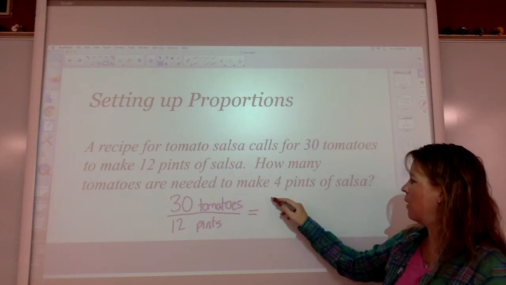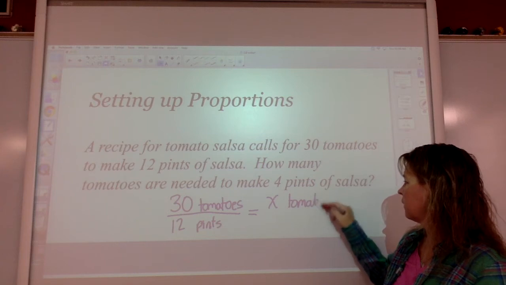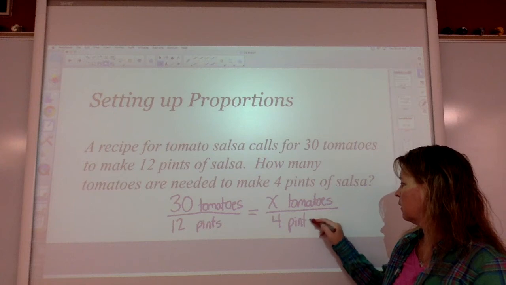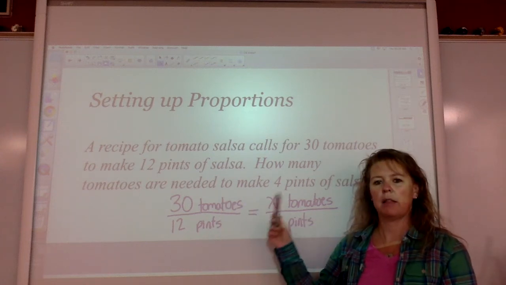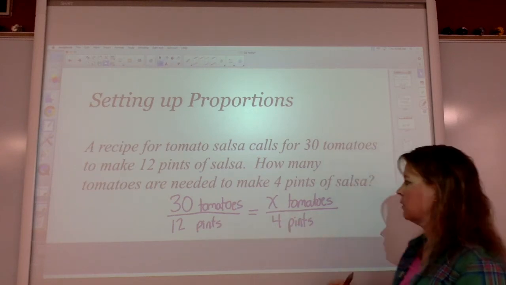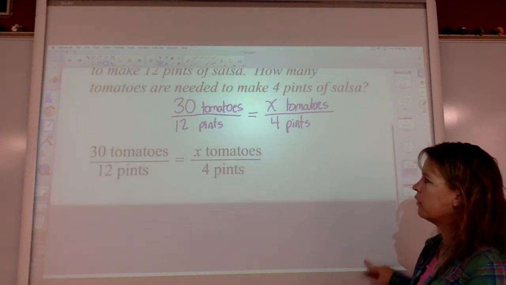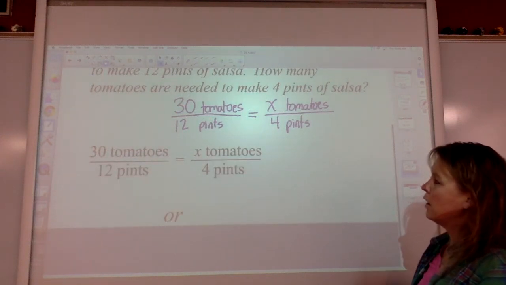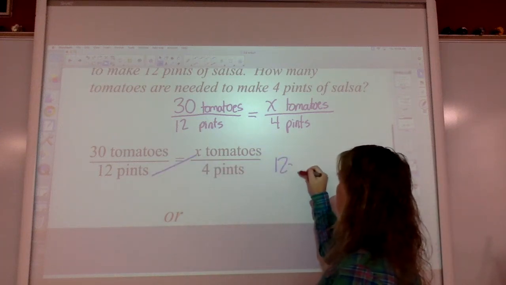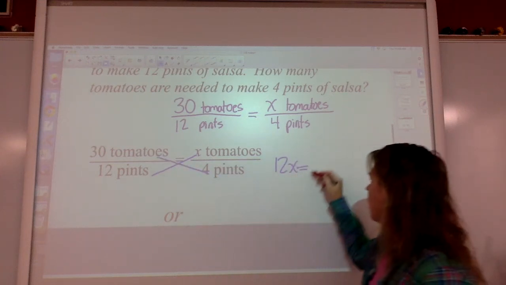So if we need to know how many tomatoes, I'll actually use X. X tomatoes over 4 pints. If this says tomatoes pints, this has to say tomatoes pints. If you went pints tomatoes, you'd go pints tomatoes. Oh, I already had it written there for us. Okay, we could cross multiply this and get 12x. Of course, I'm not going to put the words in when I cross multiply. Equals 120.